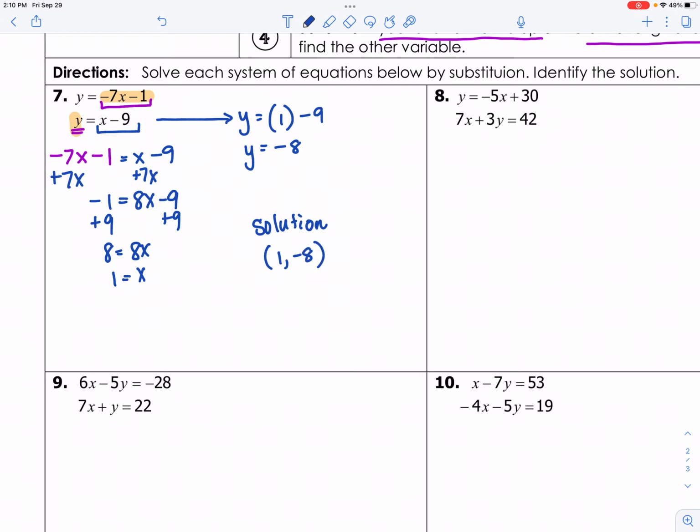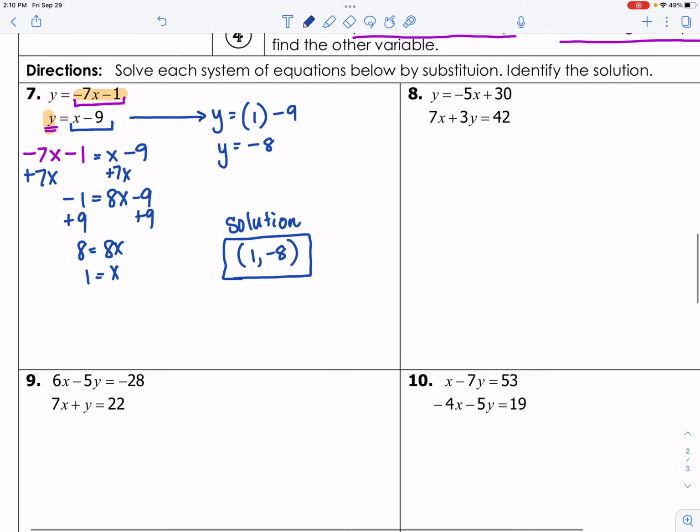So be really careful when you're looking for a solution. Your answer will be an ordered pair, unless they ask you for the x value of the solution or just the y value of the solution. If they ask you for the entire solution, it's the whole ordered pair.